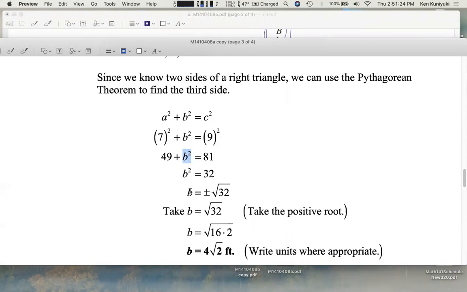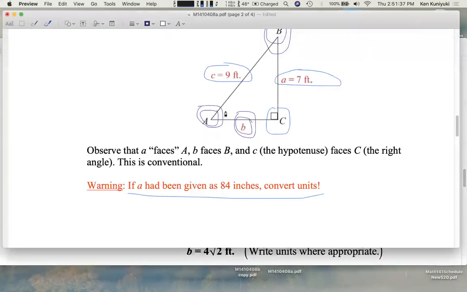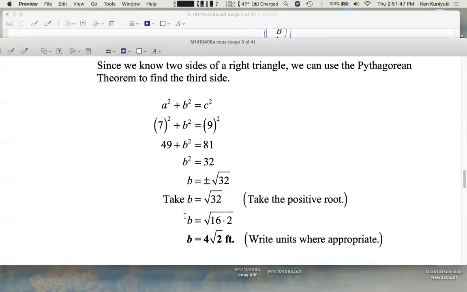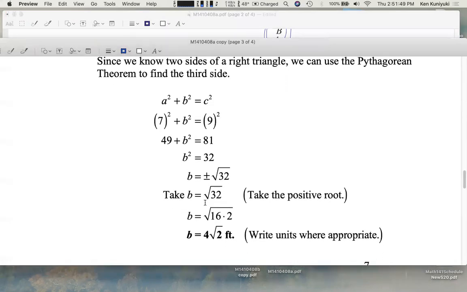Let's subtract 49 from both sides. b squared equals 81 minus 49, which is 32. Square root method, b equals plus or minus the square root of 32. But because we have here a right triangle, we have no funky things going on with quadrants, we take the positive length. So we take b equals positive root 32.